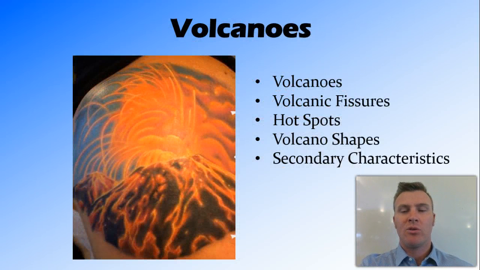In this video, we've looked at what causes volcanoes, we've looked at volcanic fissures, we've looked at hotspots creating volcanic island chains such as Hawaii. We've looked at the shapes of volcanoes, which is dependent on the type of lava coming out of the volcano. And we've looked at some of the secondary characteristics, including side vents, pyroclastic explosions, lava tubes, and skylights.